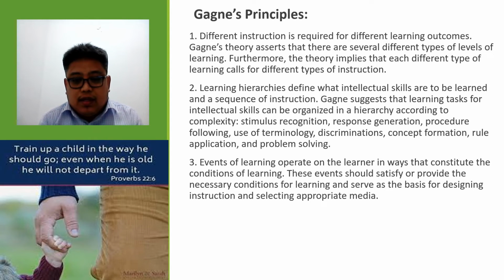define what intellectual skills are to be learned. In a sequence of instruction, Gagne suggests that learning tasks for intellectual skills can be organized in a hierarchy according to complexity: stimulus recognition, response generation, procedure following, use of terminology, discriminations, concept formation, rule application, and problem solving.